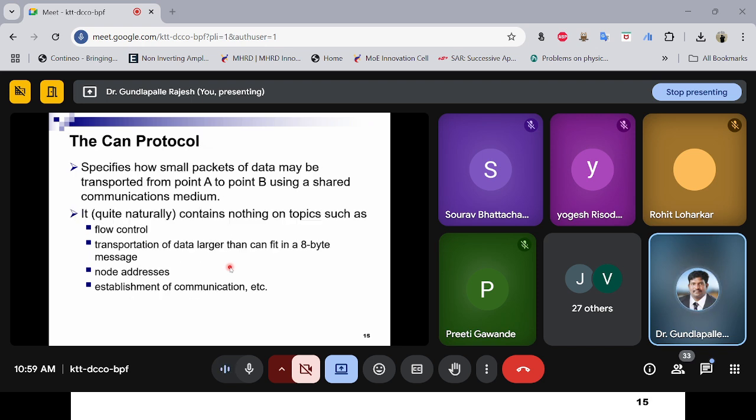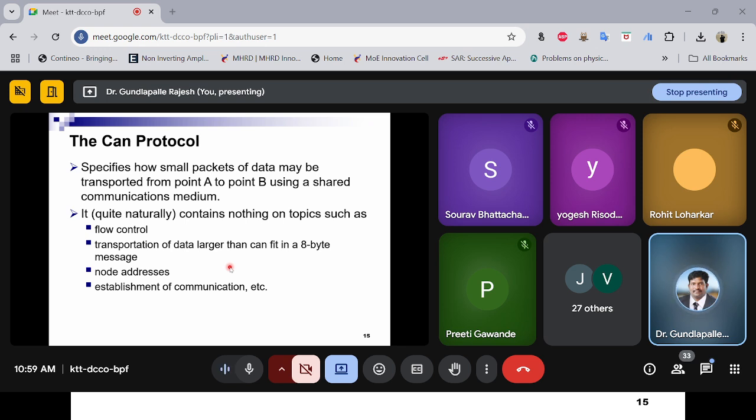If you see the CAN protocol, this specifies small packets of data that may be transported from point A to point B using a shared communication medium. Usually it has a flow control, meaning how the data has to be flowed with variable speed, when it has to stop, when it has to restart, and if a collision is happening, what has to be done. That is what the flow control is.